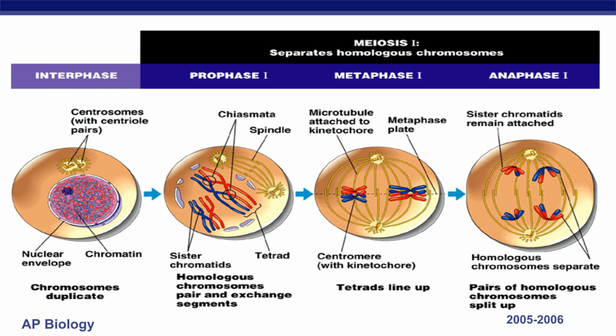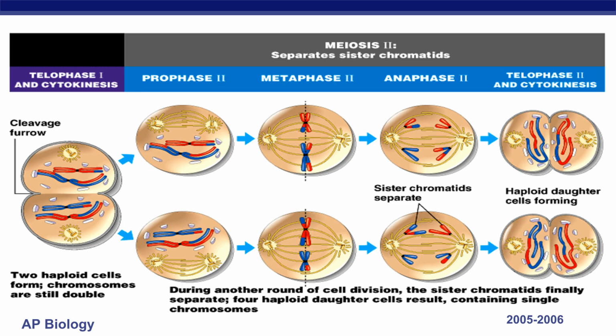Meiosis I begins with interphase, where chromosomes duplicate. Prophase I sees homologous chromosomes pair up and cross over. In metaphase I, tetrads line up at the metaphase plate. Anaphase I separates the homologous chromosomes. Meiosis II starts with telophase I and cytokinesis, forming two haploid cells.